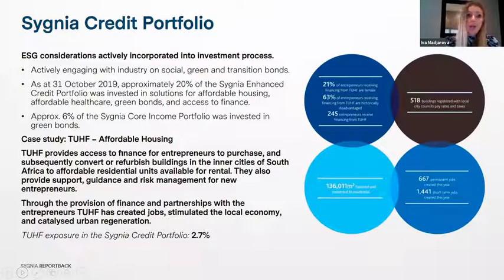How this company works is that finance is provided to local entrepreneurs, to women, to previously disadvantaged individuals. What they do with that funding is they clean up inner cities and refurbish buildings. It's a win-win scenario where they're able to provide lower cost housing to people that work in the cities, and also clean up the inner cities. And from a return perspective, these types of investments have proven to be very fruitful as well. The exposure that we have in the credit portfolio to TUHF is just shy of 3%.